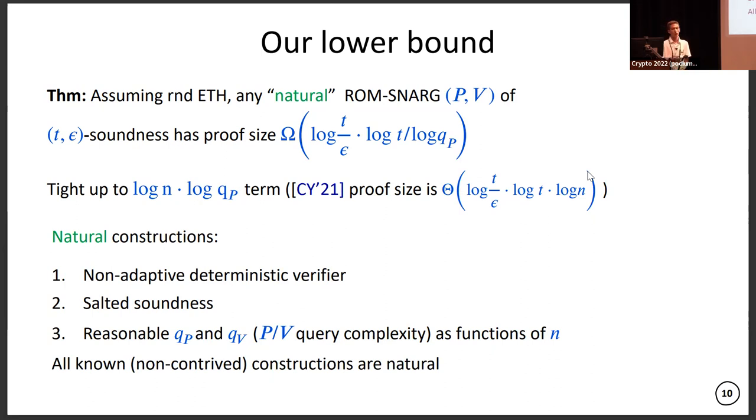And it's important to state that current constructions, which are non-contrived, are indeed natural. They do have salted soundness. I'll explain later again what it is. They are non-interactive or can easily be made non-interactive by allowing a constant blow-up in argument size at most. And they have reasonable QP and QV.